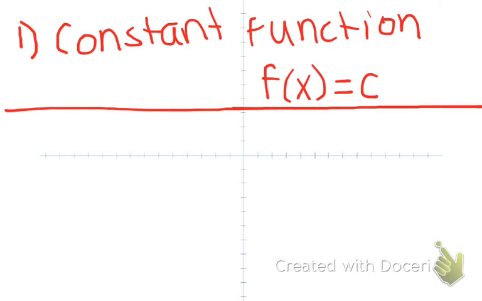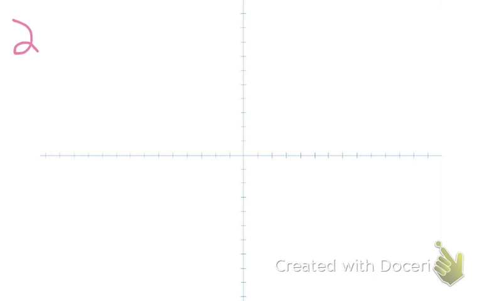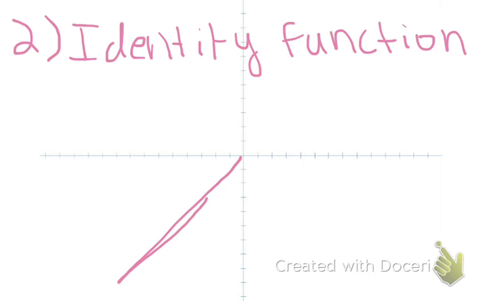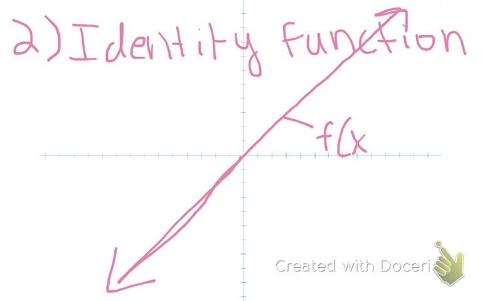Our next function is the identity function. And this function can be seen as right here, like this. It's a really bad line, but sorry. So it can be written as f of x equals x. That's how this identity function can be written.